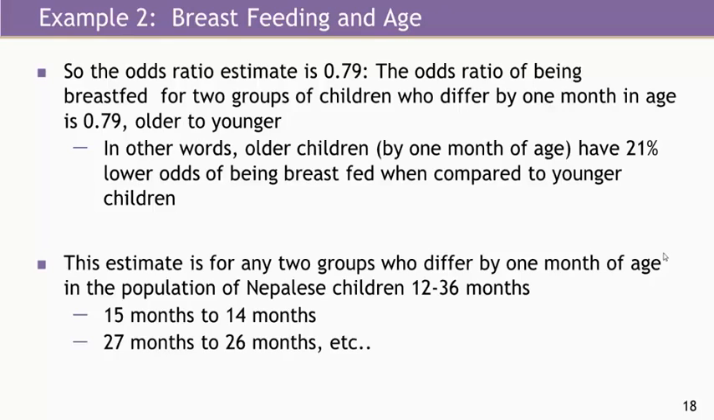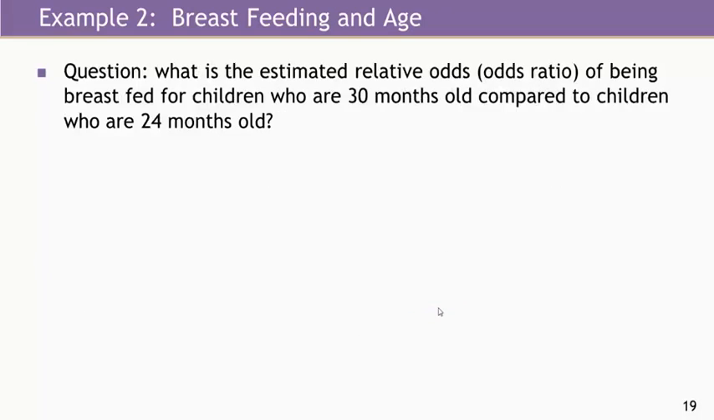So again, this estimate is for any two groups of children who differ by 1 month of age in this population of Nepalese children between 12 and 36 months old. So here's a question I'll leave for you to do, and we'll go over in the review questions: what is the estimated relative odds, i.e. odds ratio, of being breastfed for children who are 30 months old compared to children who are 6 months old?